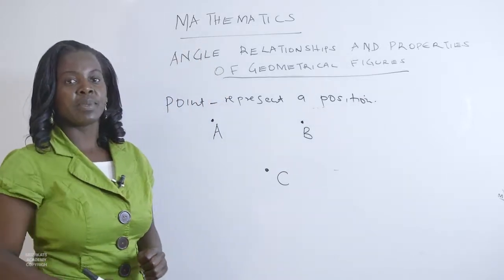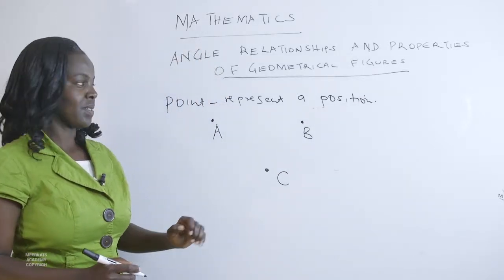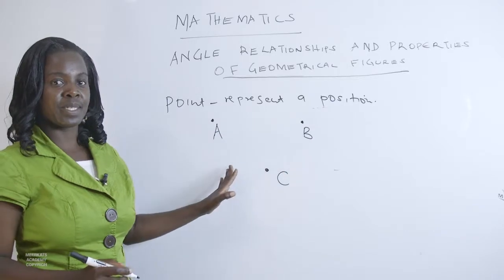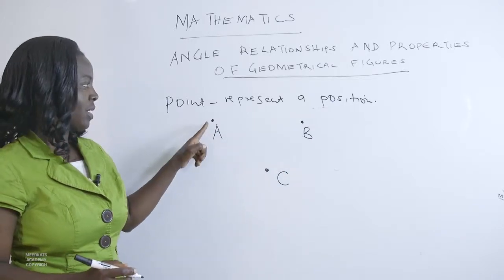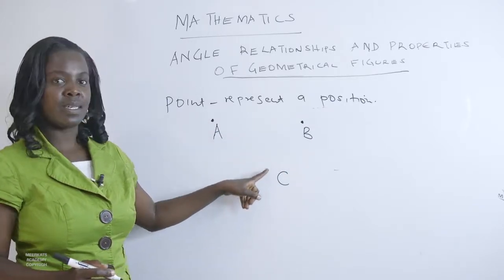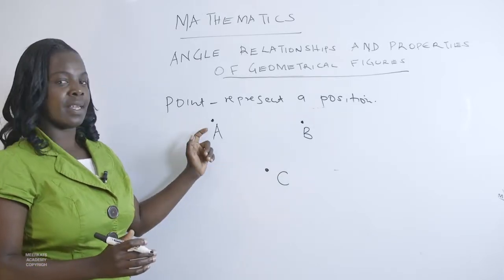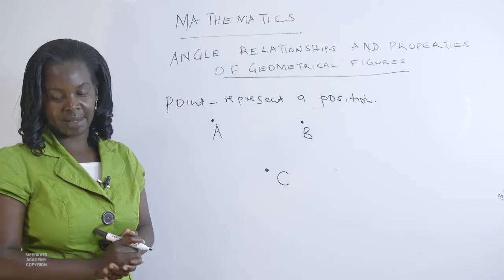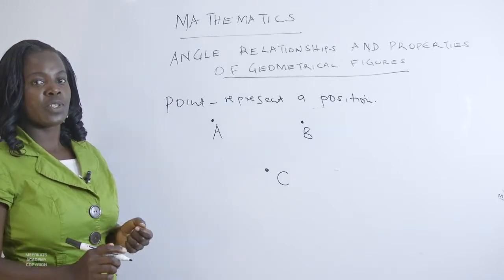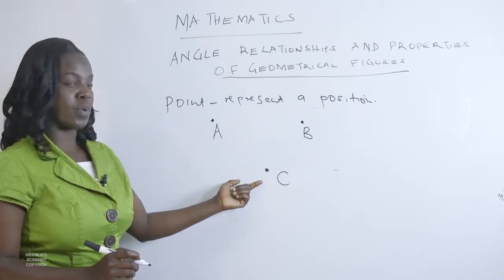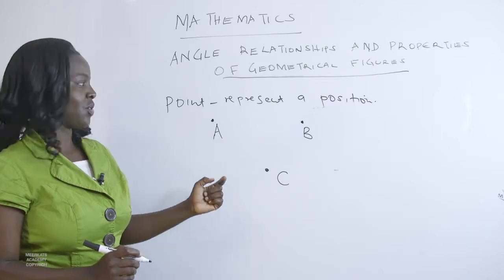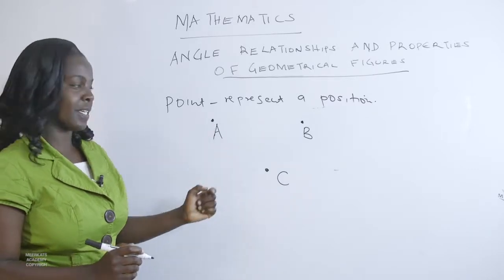So a point represents a position. These 3 points here represent position. So we have position A, C, and B. And we have said you indicate using a dot and an uppercase letter. What happens when we join 2 points? For example, let us join point A and point C.